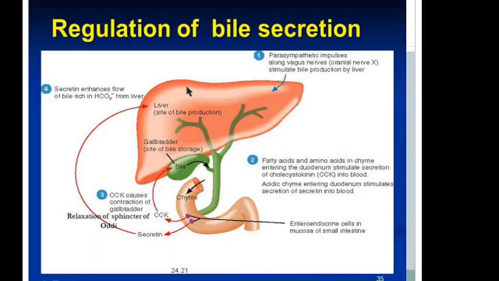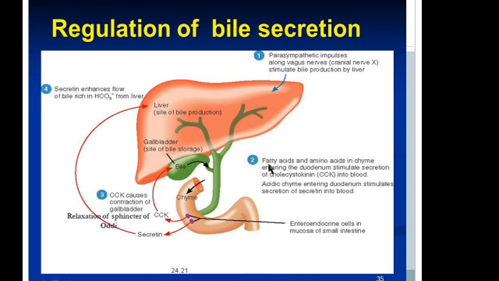Here in this diagram you can appreciate how the bile secretion is regulated. First, parasympathetic impulses along the vagus nerve, that is cranial nerve 10, stimulate bile production by the liver. So when there is any kind of vagal stimulation, it releases acetylcholine. This acetylcholine acts as a choleretic because it stimulates the liver for secretion.